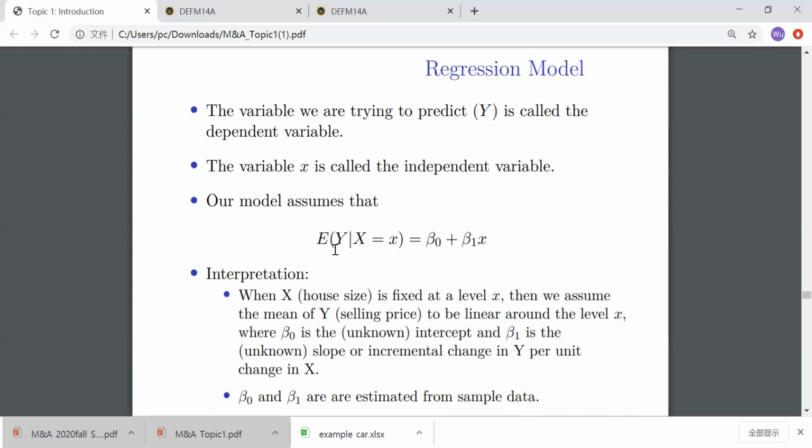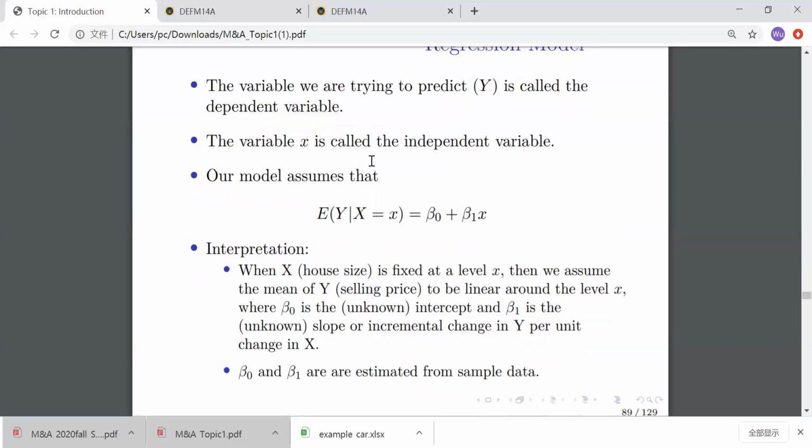So if we want to predict something, that variable is called the dependent variable. The factors that we think might affect the dependent variable, for example, market return can affect individual stock return, and housing size can affect housing prices, are called independent variables. It could be one factor or multiple factors, if you want to do regression analysis.